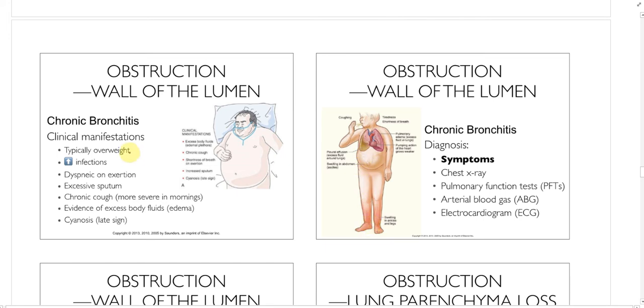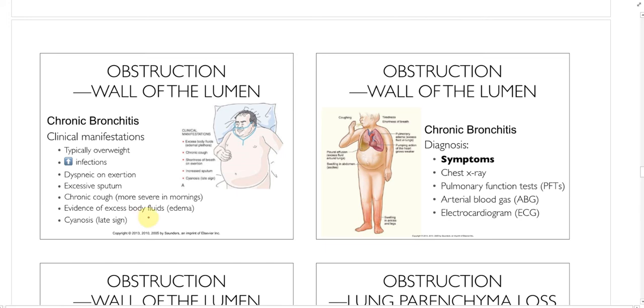Typically overweight, they have an increased risk of infections because of a more difficult time getting mucus up out of their lungs. Anytime they start moving around, they're going to suddenly become dyspneic. They're going to have tremendous amounts of sputum because they have so much mucus from whatever was irritating their lungs and led to the chronic bronchitis in the first place. They have a very chronic cough that is more severe in the mornings because they have less of a cough throughout the night. And so all this crap kind of develops in their lungs. They wake up. Suddenly now they just got to get all that stuff out because they're more aware of it.